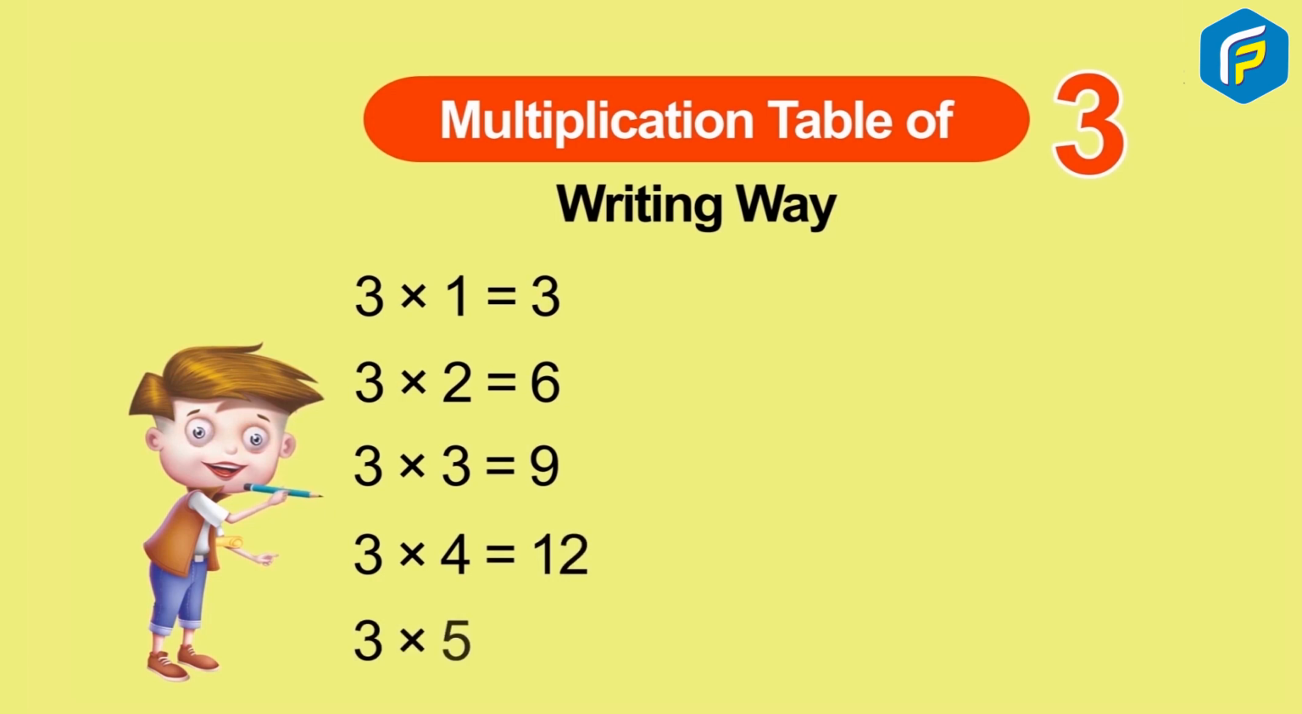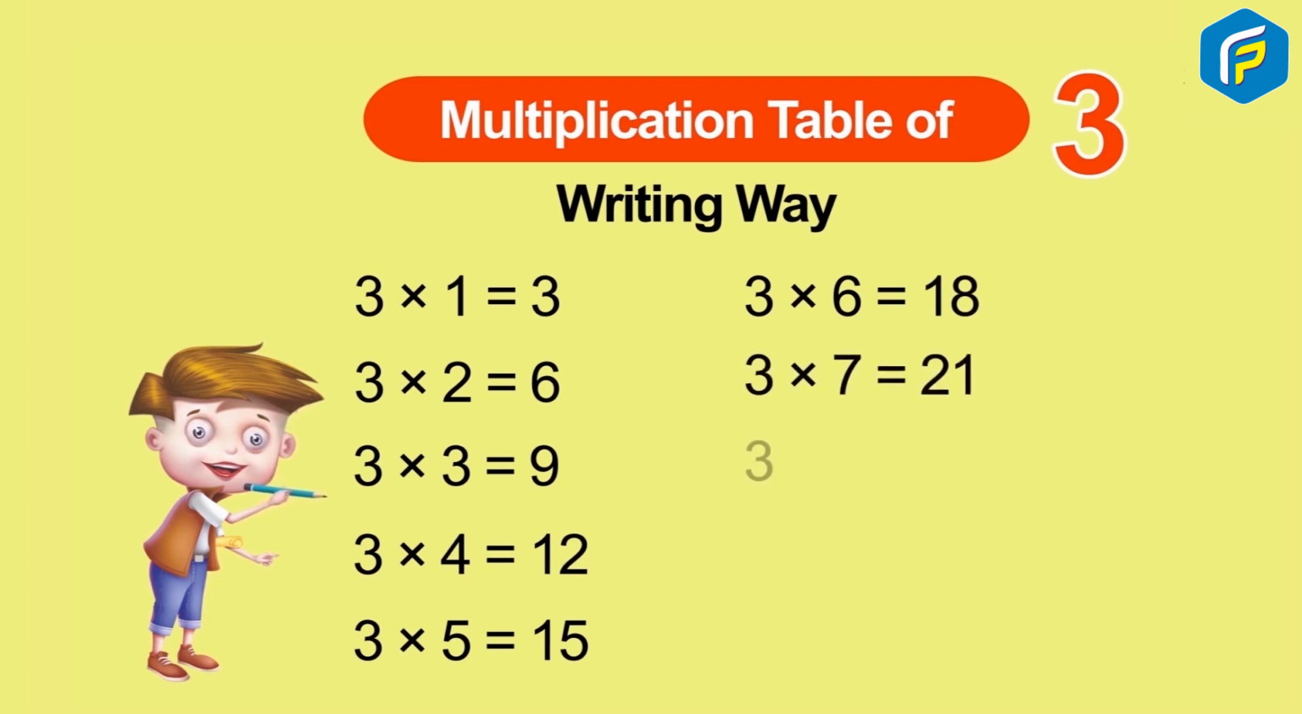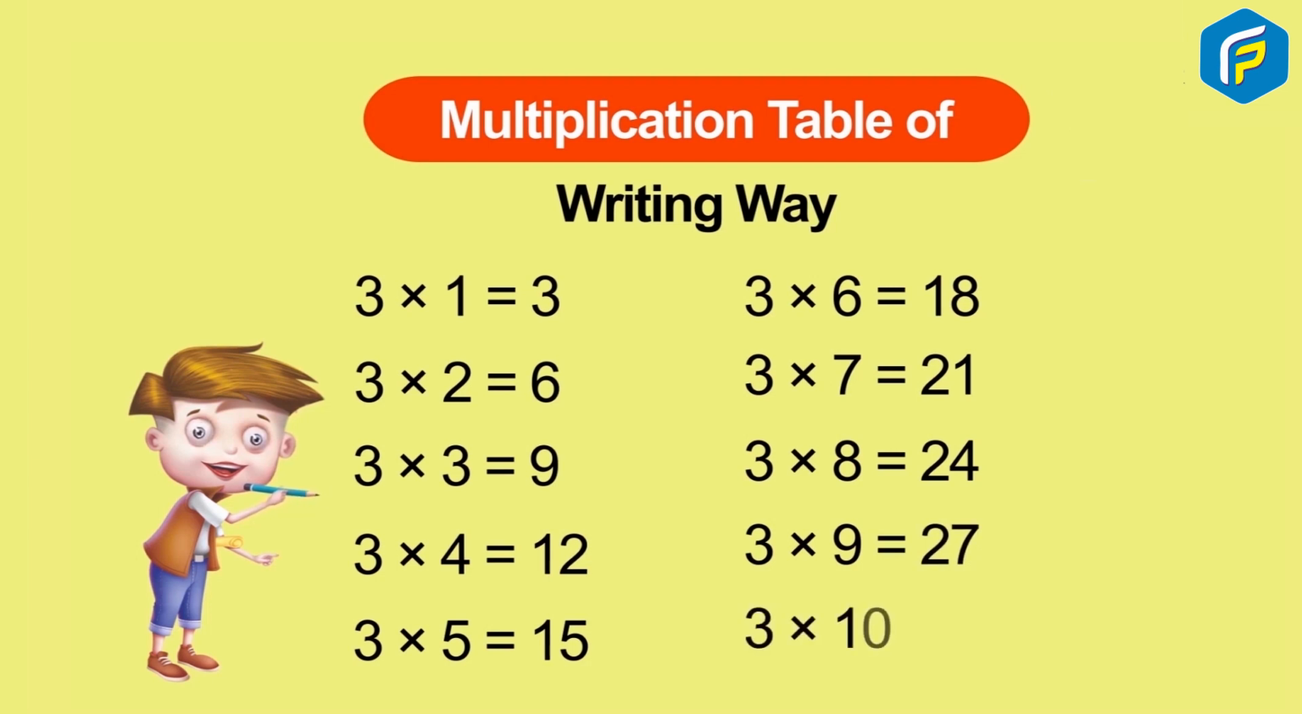3 into 5 is equals to 15. 3 into 6 is equals to 18. 3 into 7 is equals to 21. 3 into 8 is equals to 24. 3 into 9 is equals to 27. 3 into 10 is equals to 30.